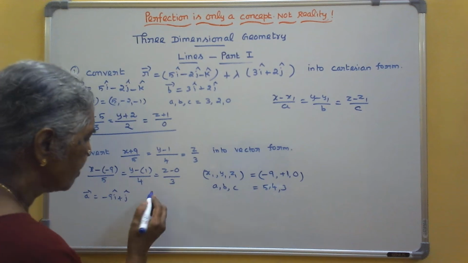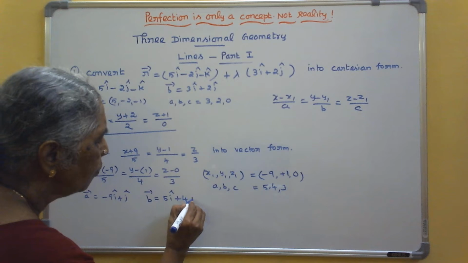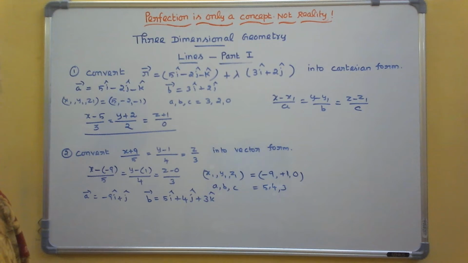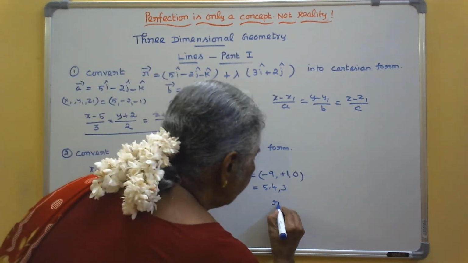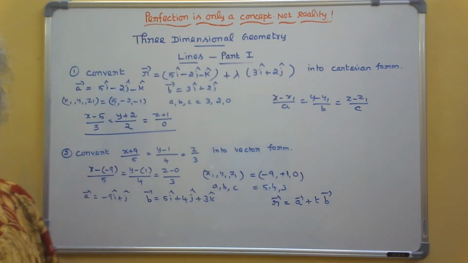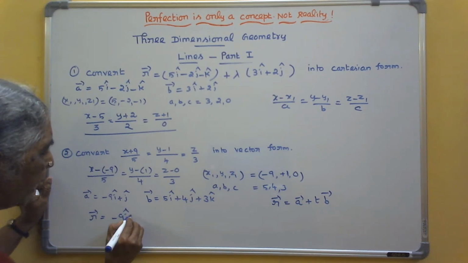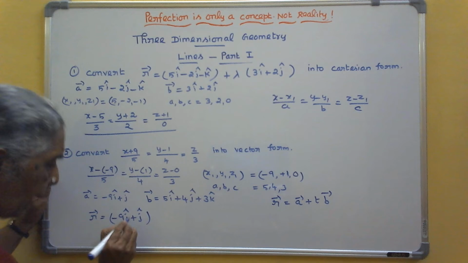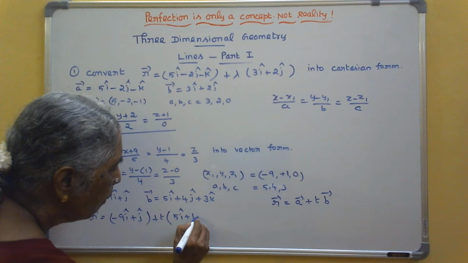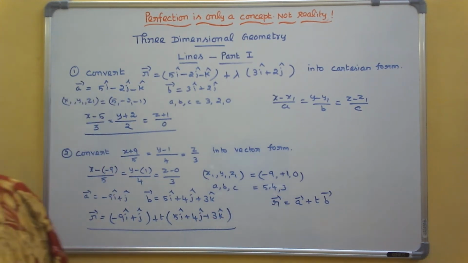Then coming to this will be the b vector. So you will get 5 i cap plus 4 j cap plus 3 k cap. Now what is the formula? r vector is equal to a vector plus t b vector. This is the vector equation. So now let me write r vector is equal to a vector, that is minus 9i cap plus j cap, plus t into b vector, that is 5i cap plus 4j cap plus 3k cap. This is the vector form.